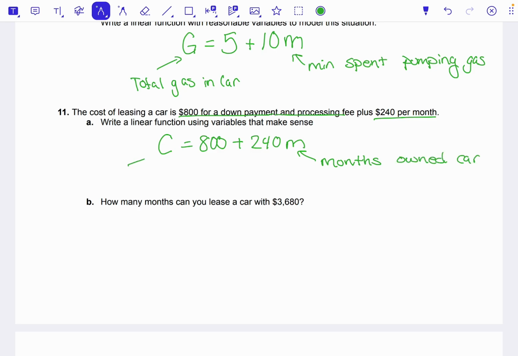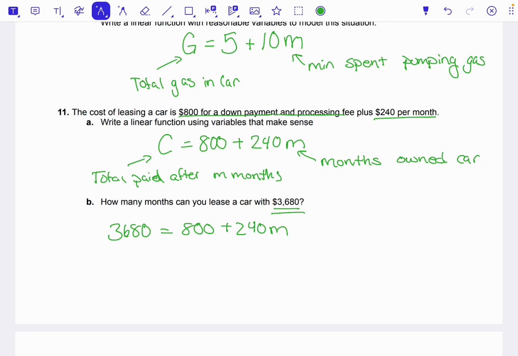And this is the total paid after M months. We don't know what M is yet. So how many months would you end up leasing this car for if it ended up costing you $3,680? So we're going to plug that in for the C value and solve for the number of months. So I'd subtract 800 and get 2,880.